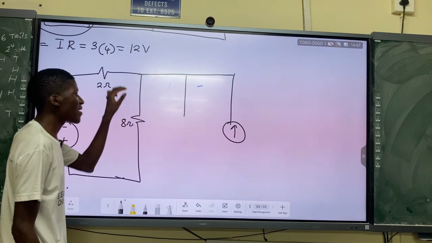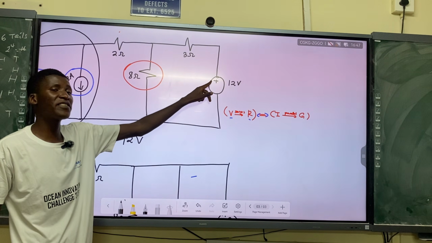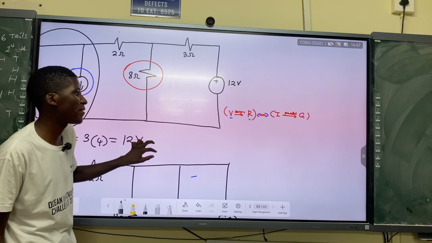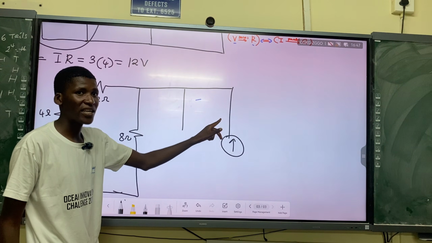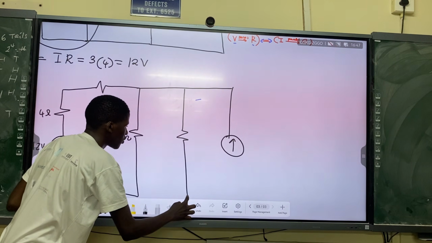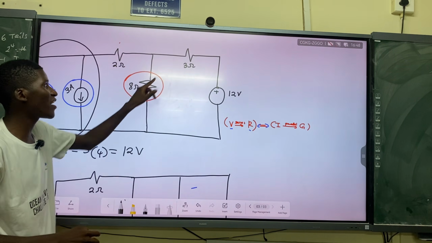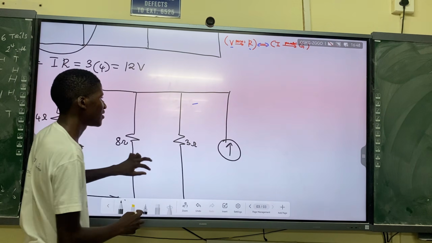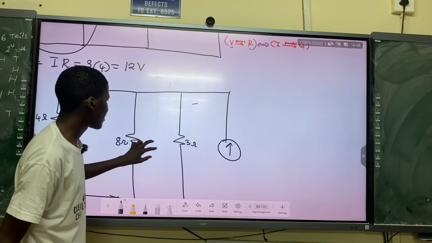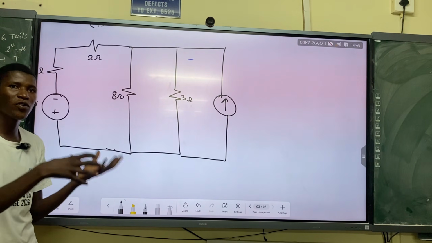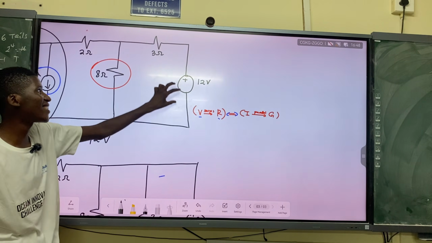My current is pointing upward. Why is that? Because the positive terminal is at the top here, and the current leaves from the positive terminal, so it will point upward like this. But this current source must be in parallel with the same resistor, and the resistor is 3 ohms. So this is the same resistor, 3 ohms. We've transformed from a Thevenin's to a Norton's equivalent, because here it was in series with that.